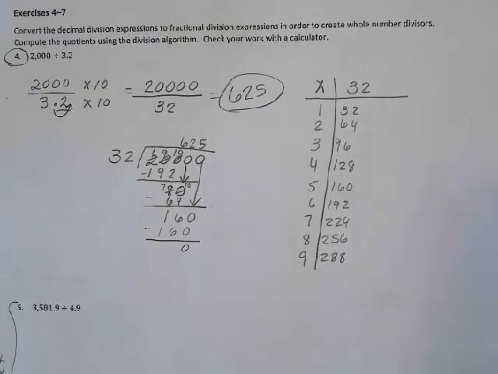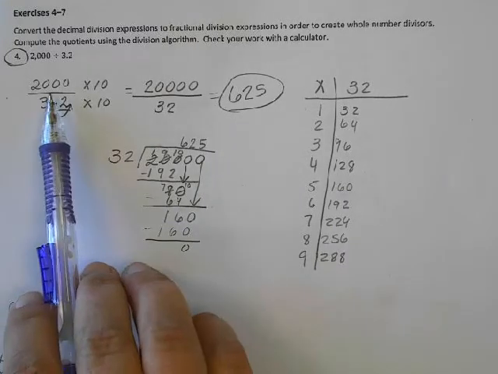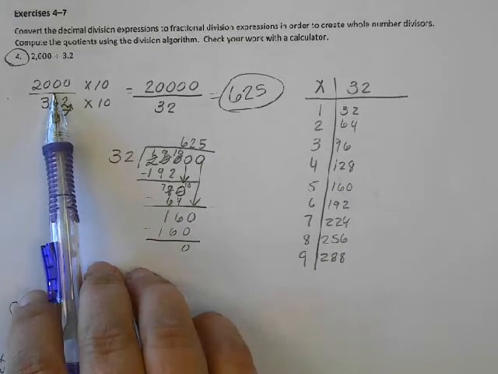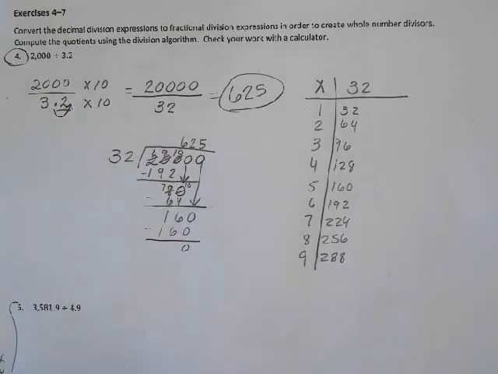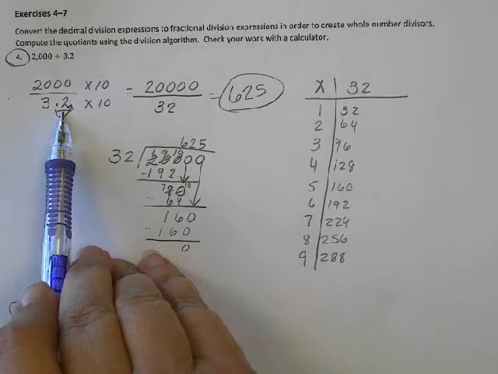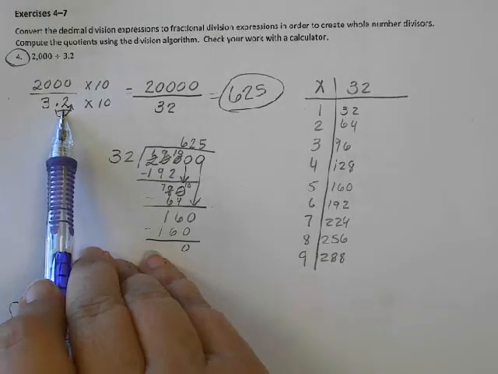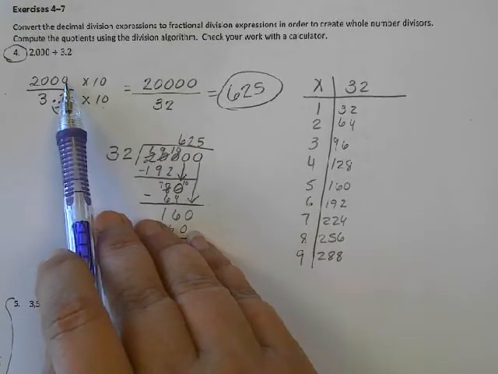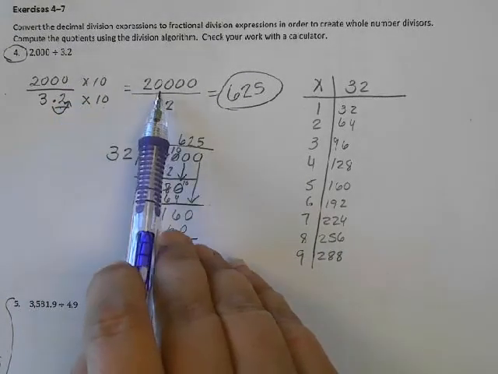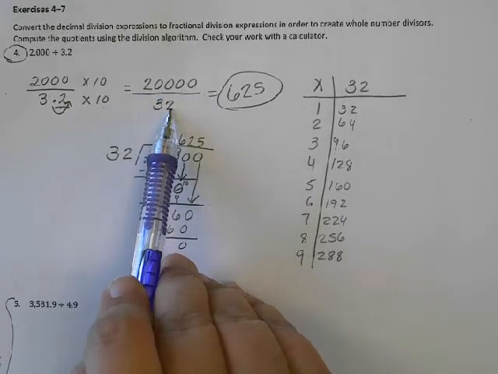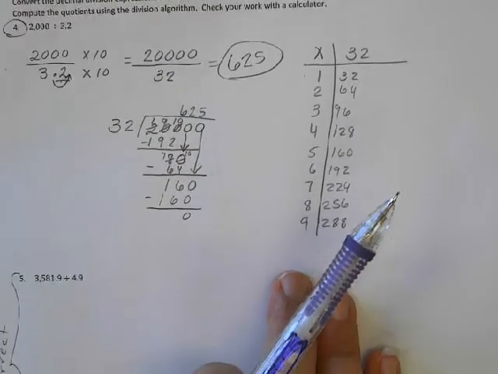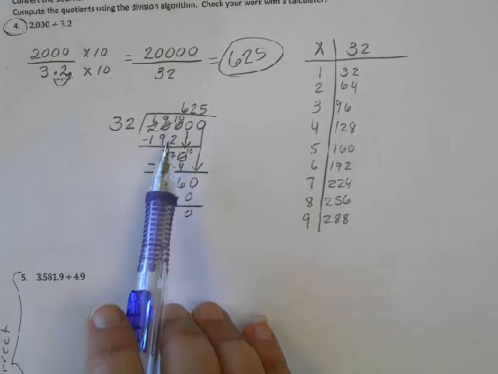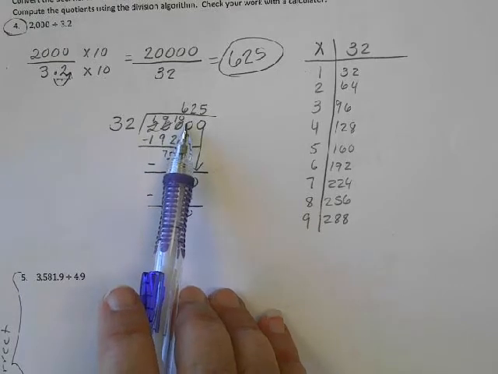Okay, so let's go ahead and check your work for exercise 4. You should have set up first your fraction of 2,000 over 3 and 2/10, because there is one digit behind the decimal in your denominator. You should have multiplied by 10 each, the denominator and the numerator, giving you 20,000 over 32. When you divide that out, 20,000 divided by 32, you should have gotten 625.